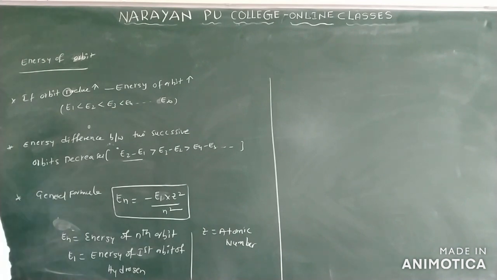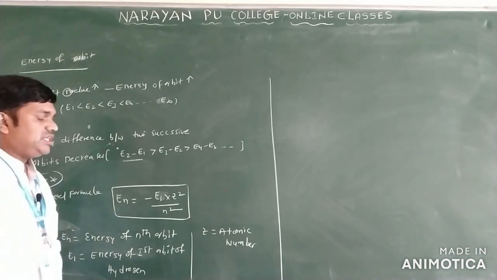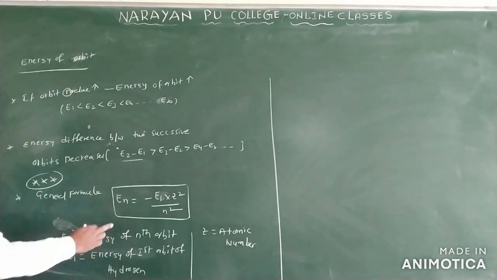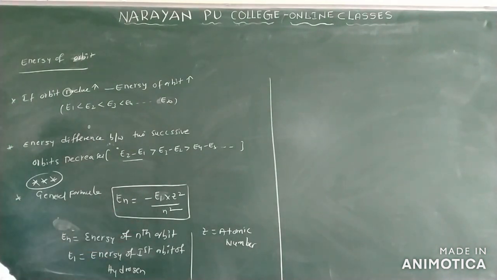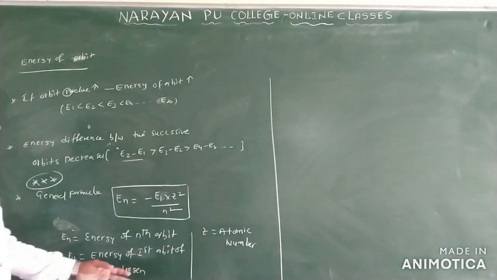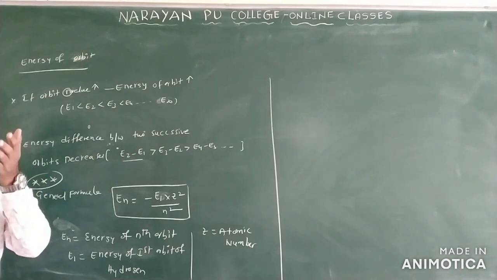Next, the general formula. What is the general formula you are using for the energy calculation? En is equal to minus E1 into Z square by N square. This is for hydrogen-like species. En is the energy of the nth orbit, E1 is the energy of the first orbit of hydrogen, Z is the atomic number, and N is the orbit number. So this is regarding the energy of the Bohr orbit.